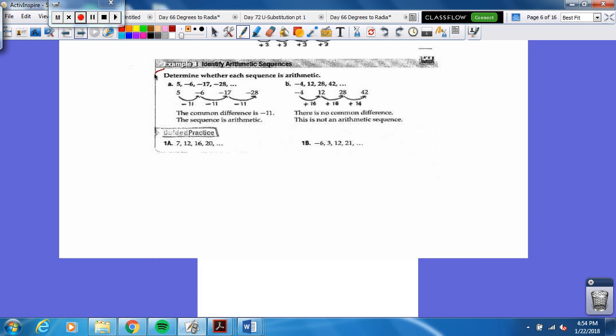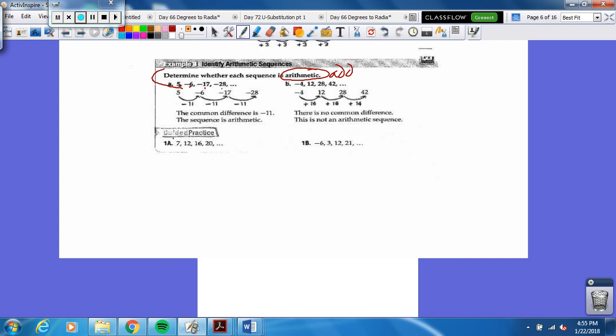So I'm going to do these two on the top and you're going to do these two on the bottom, the guided practice. Determine whether each sequence is arithmetic. So we're going to determine whether it's adding by the same thing. Arithmetic, I'm thinking adding. So 5, -6, -17, -28. Is it adding by the same thing every time?